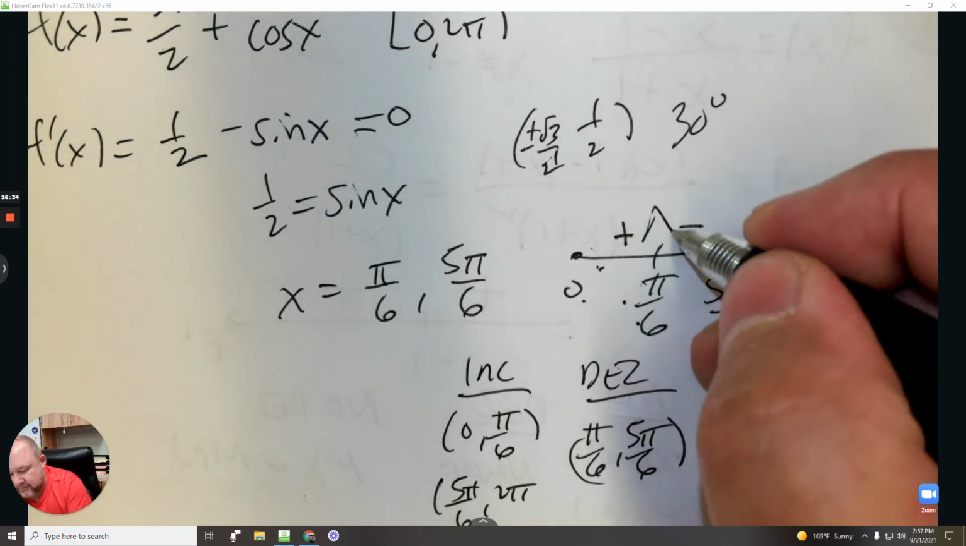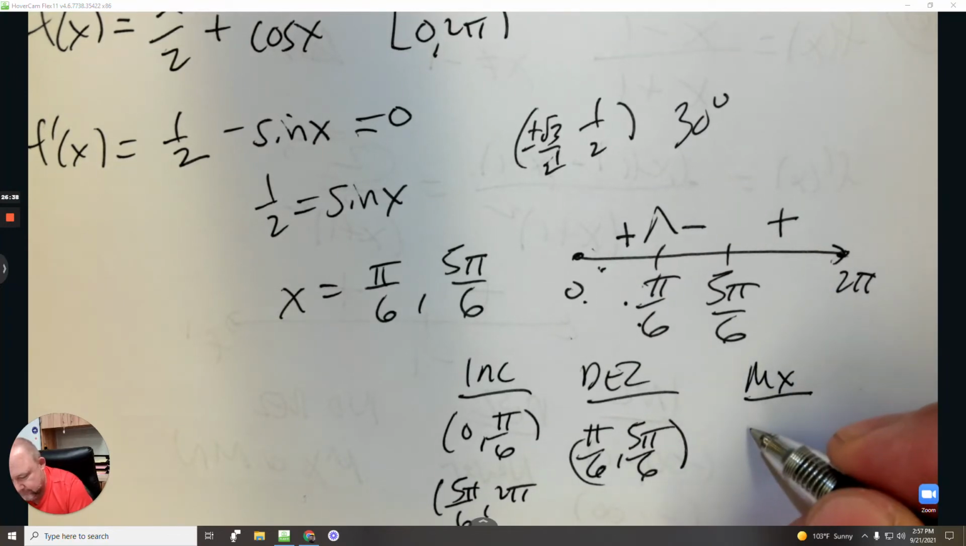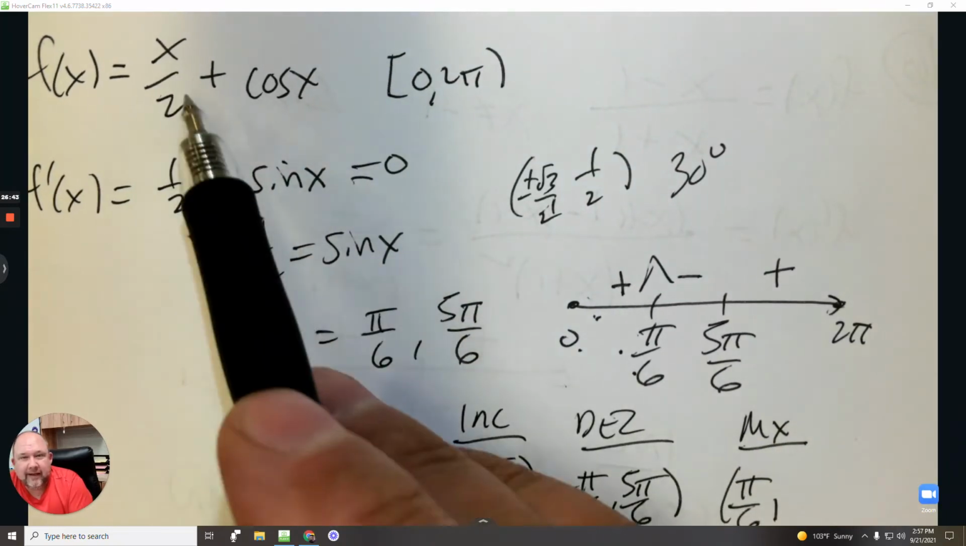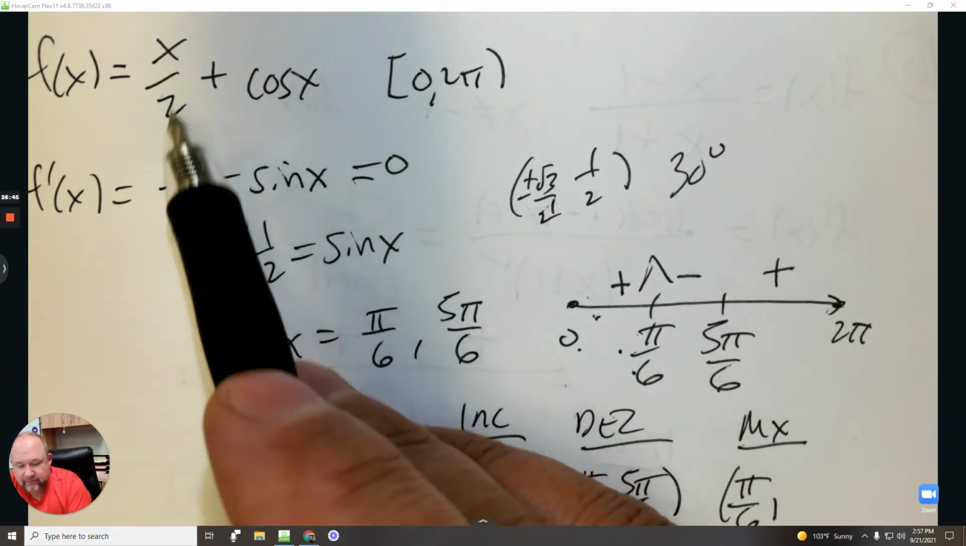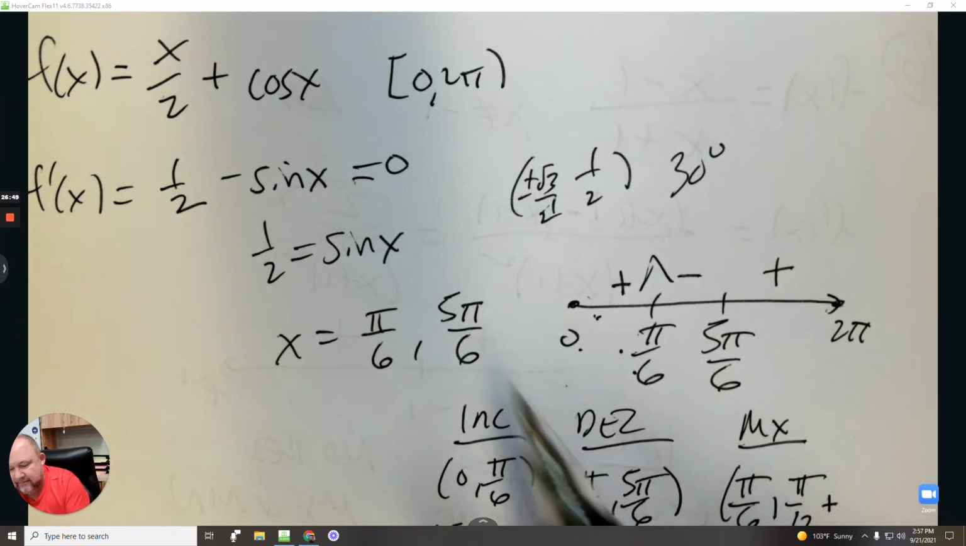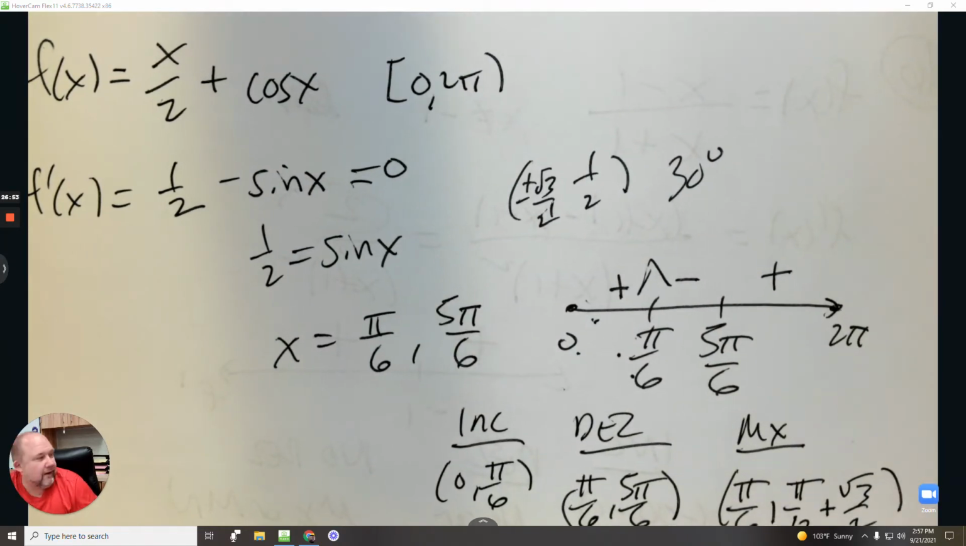We have a maximum at pi over 6. At pi over 6, we get pi over 6 divided by 2. That's pi over 12. At pi over 6, cosine is root 3 over 2. So it's pi over 12 plus root 3 over 2.